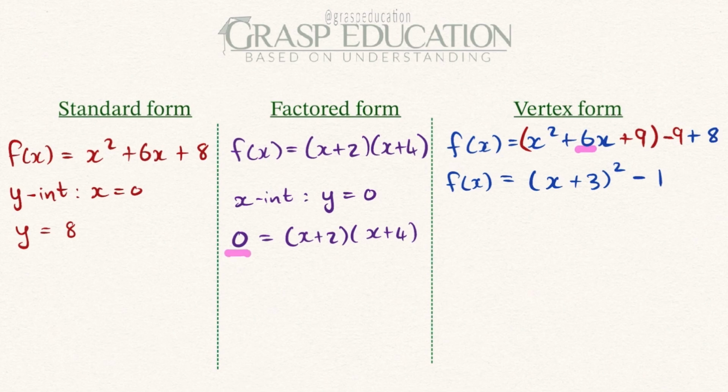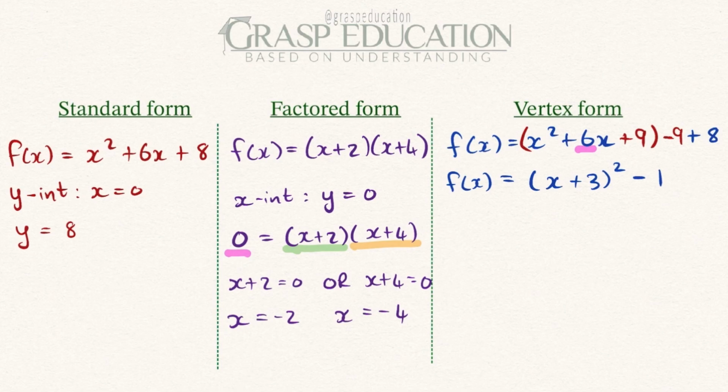The fact that two brackets are being multiplied, the first bracket is multiplying the second bracket, and it equals 0, that means one or both of the brackets should be 0. So that means x plus 2 should equal 0, or x plus 4 should equal 0. Solving each equation separately, I get x equals minus 2 and x equals minus 4.